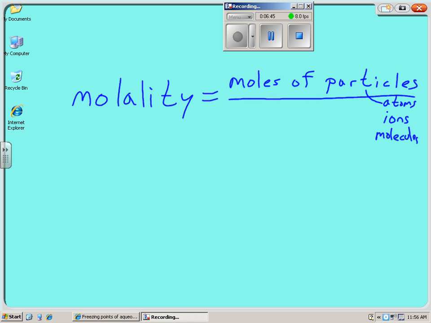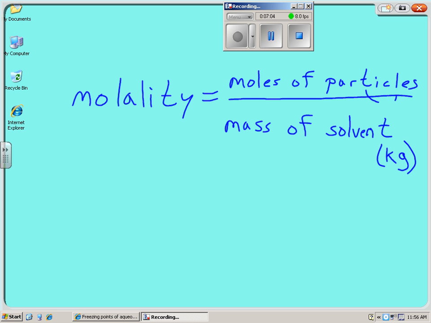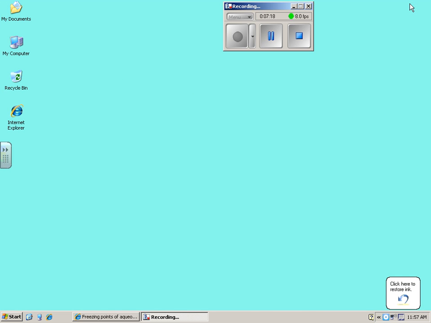And we divide this by the mass of solvent. So the mass of solvent. This is not the solution. This is just the portion which is doing the dissolving. And this has to be expressed in kilograms. And it's typically water. When we do our examples, we're going to be looking at a salt or some kind of material dissolved in water. So we're looking for how many kilograms of water do we have. Okay, so we need to know the molality. That's one of the first things we're going to look for.